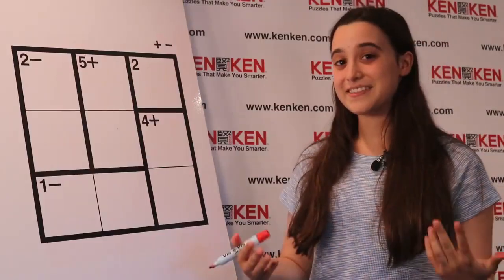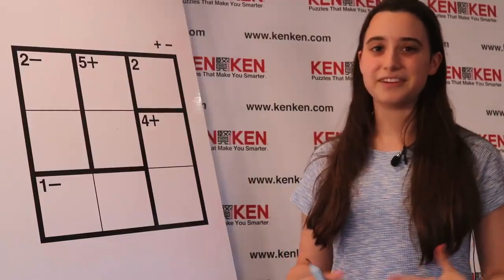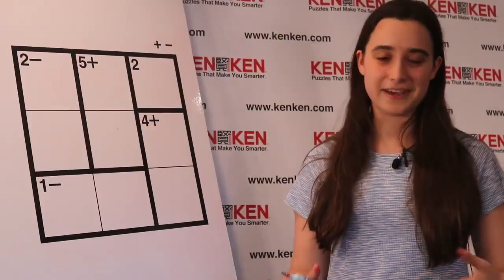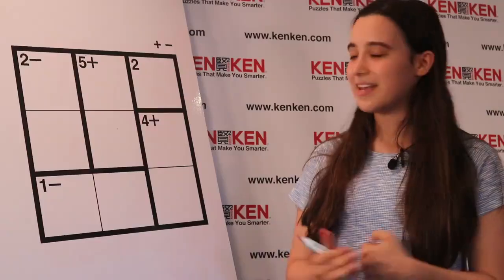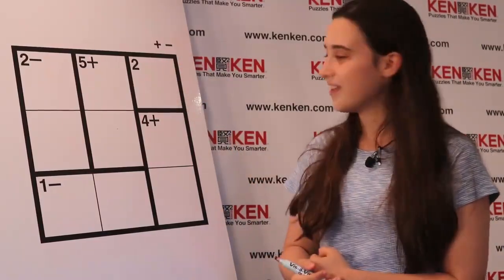So I'll begin with the first rule, which is that in a 3x3, you can only use digits 1 through 3, in a 4x4, 1 through 4, in a 5x5, 1 through 5, and so on. So here we're starting with a 3x3 that's addition and subtraction only.